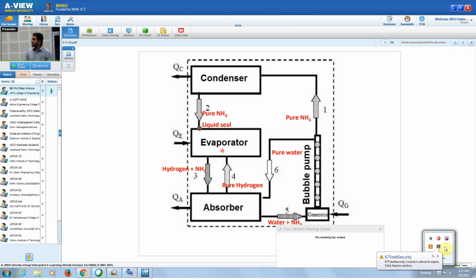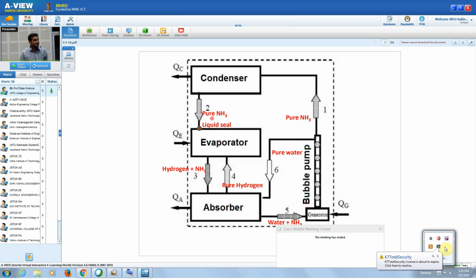And if you see the partial pressures of both the fluids, the partial pressure of pure NH3 will be around 1 bar, for example, and the rest is the partial pressure of hydrogen. The partial pressure of NH3 being very low, around 1 bar, at 1 bar the saturation temperature of ammonia will be around -33 degrees Celsius. And this low temperature is used to produce the refrigeration effect inside the evaporator.